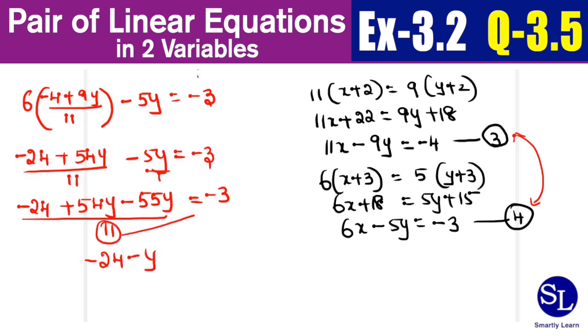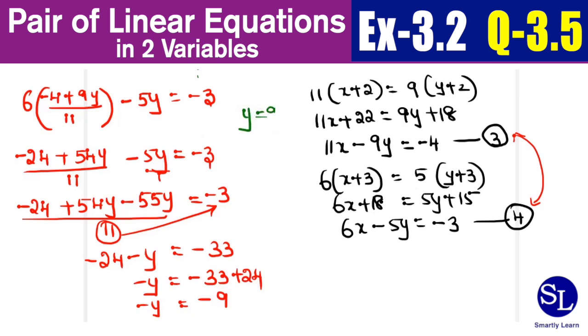I'm taking this 11 the other side for cross multiplication. So this is minus 33. So minus y is equal to minus 33 plus 24. Okay, so this is going to fetch me a minus 9. So minus y is equal to minus 9, which means y is equal to 9. I got the value of y. I can substitute in any one of these equations, the third or the fourth, to get the answer for x.